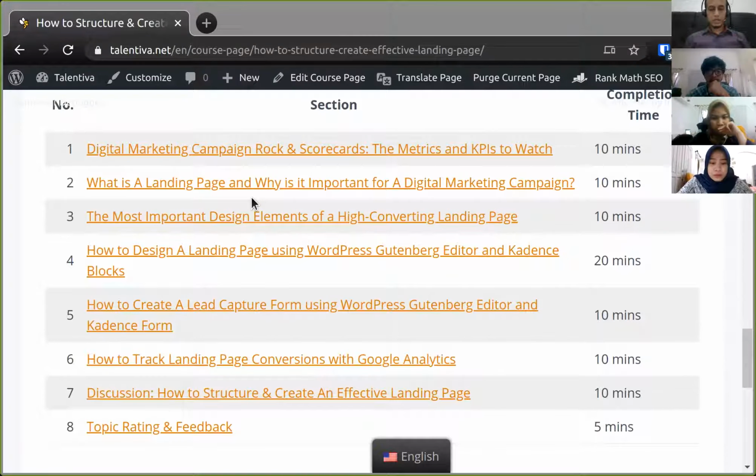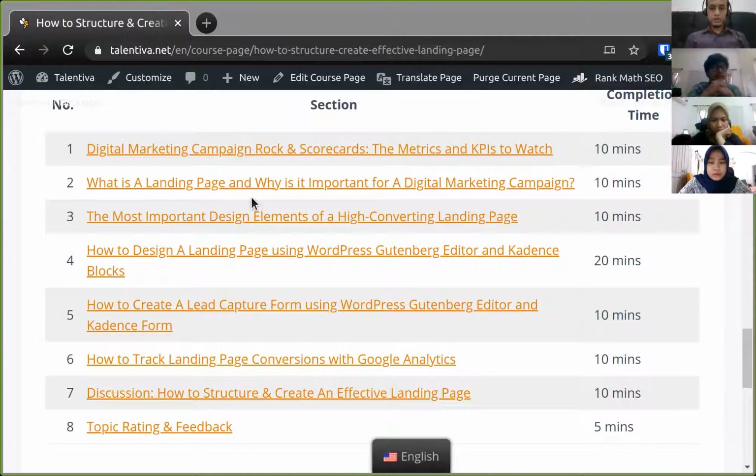So I will give you an outline of what's to come next. We will have 6 primary sections here. After we decide the ROC and scorecards, the second section will be what is a landing page and why is it important. The third one is what are the most important design elements of a landing page that converts from visitors to leads to sales. And the fourth one will be how to design a landing page using WordPress.